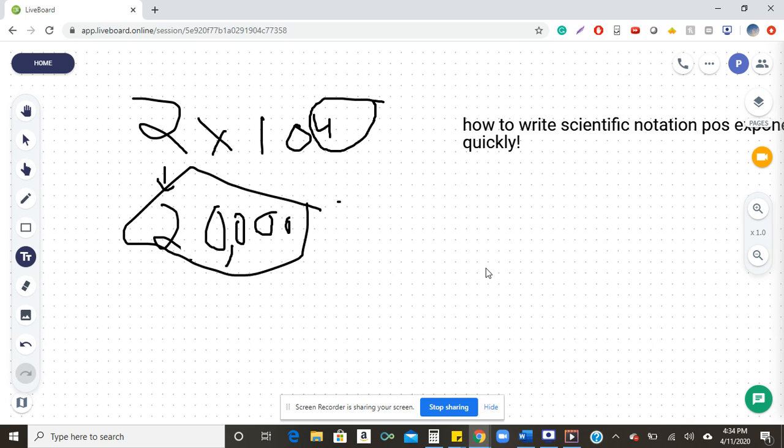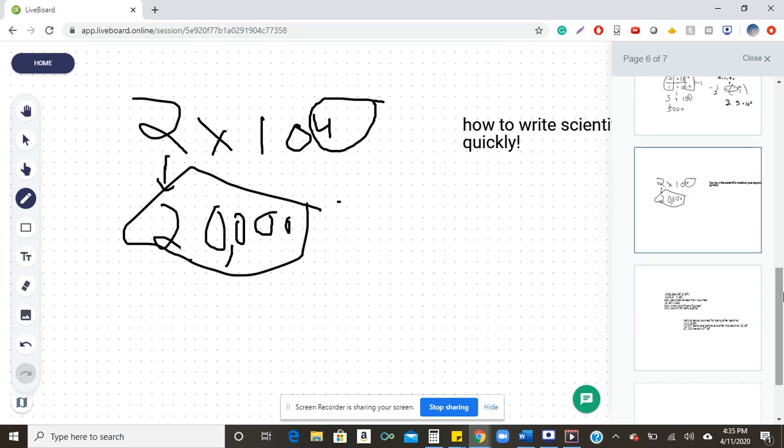So what you're going to do is bring down the 2 that you see right here. You bring down your number, and then you take your exponent, which happens to be 4 here, and you write 4 zeros. You write however many zeros the exponent says. So I wrote down my 4 zeros, and my answer becomes 20,000. That's how I do it quickly.